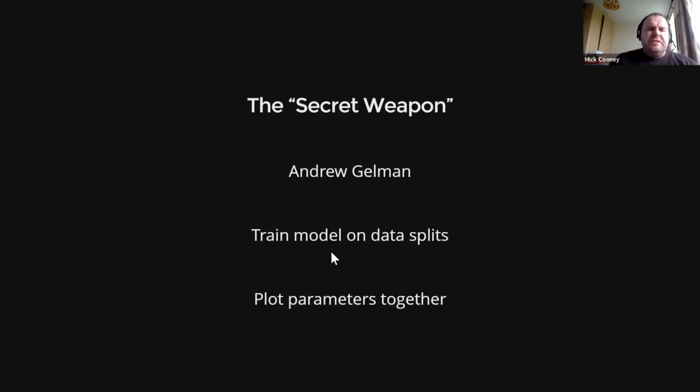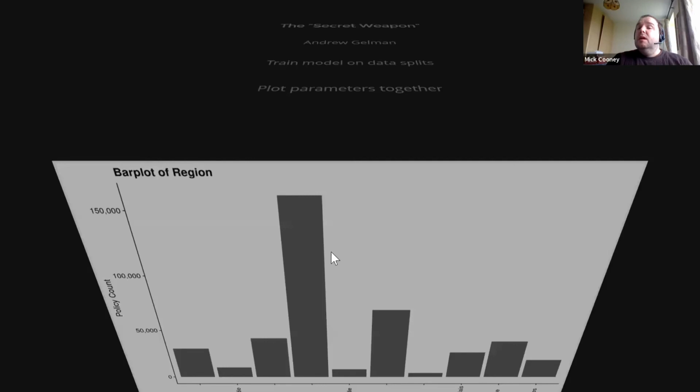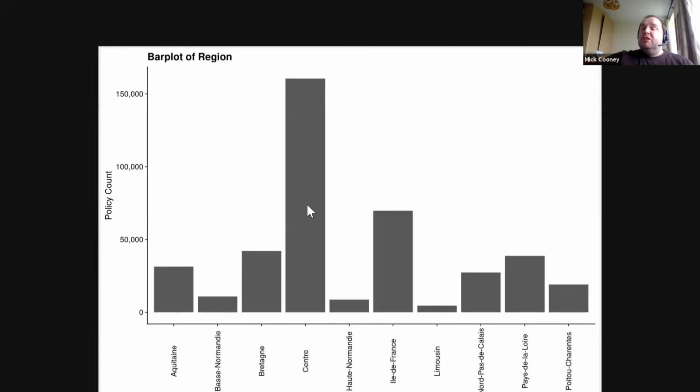He calls it the secret weapon because it's really simple and no one ever talks about it. What you do is you pick a categorical variable that you reckon is important. You split the model down those categorical data. You fit the same model, obviously excluding that categorical, on those subsets of the data, and then you just plot the parameters together by the region. So, for example, we're going to split by region. We're going to fit the same frequency model by region, and then plot the parameters of each model by region, and just see what it looks like.